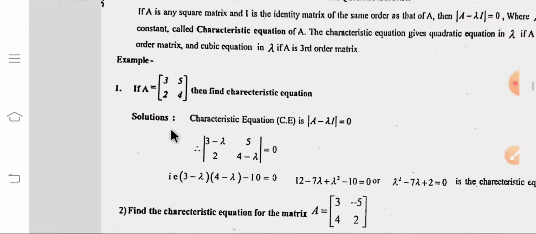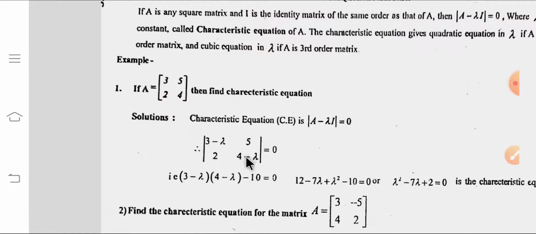Now, for example, suppose A equals the matrix [3 5; 2 4]. Find the characteristic equation. Characteristic equation means we always write the determinant of A minus lambda I equal to 0. Whenever we write this, the first element becomes 3 minus lambda, we subtract lambda from the first element, keep the second element as it is, 5, keep the third element as it is, and the fourth element we write as 4 minus lambda, equal to 0.